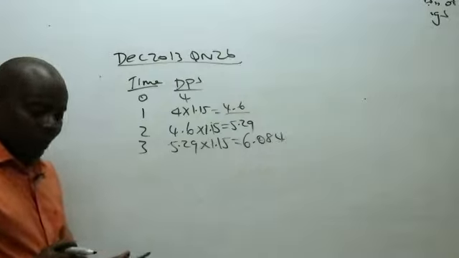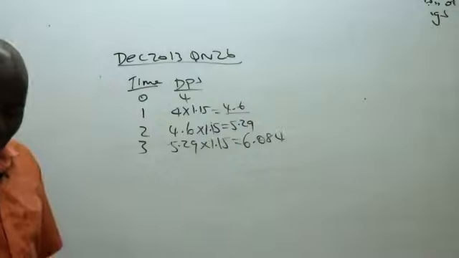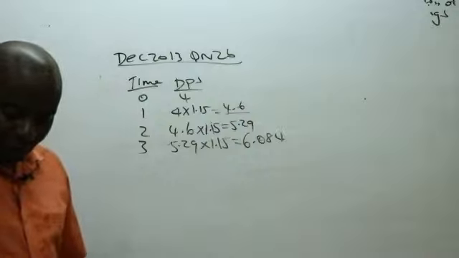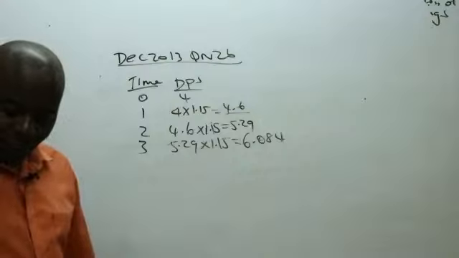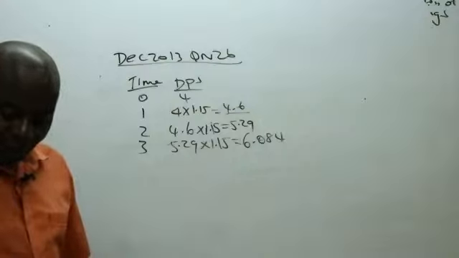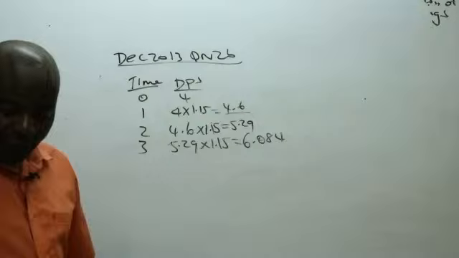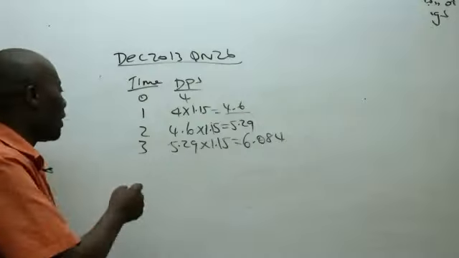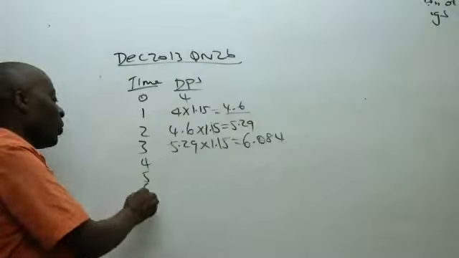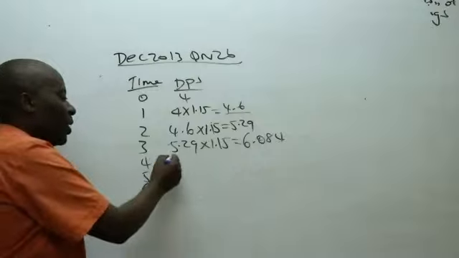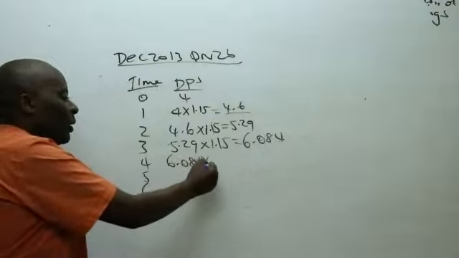So, ladies and gentlemen, we go to the next part. After these 3 years have lapsed, what have they told us next? We are told the dividend grows at 10% per annum for the next 3 years. So the next 3 years will be year 4, 5, and 6. I'll start having this growing by 10%. So this will be 6.084 times 1.1.